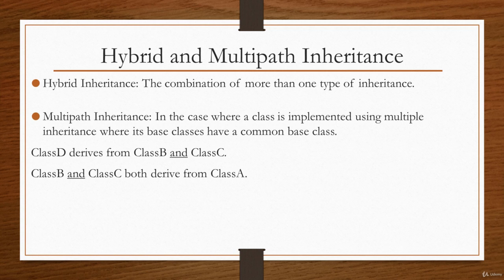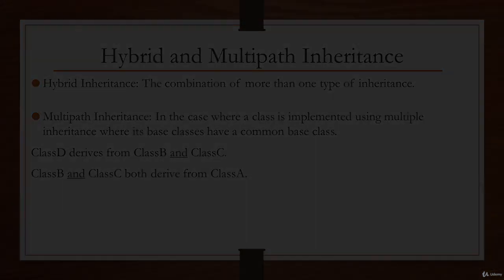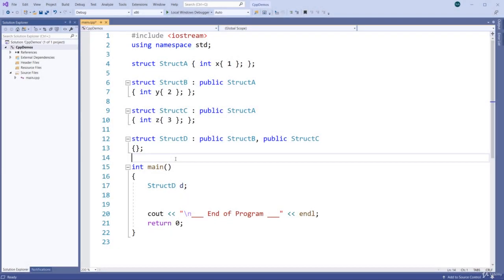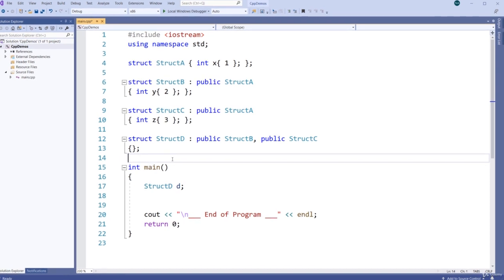A quick example, let's say class D derives from class B and class C. Right, we have multiple inheritance, but the catch is that class B and class C both derive from class A. That would be an example of multipath inheritance. Of course, from this you can see that multipath inheritance is a type of hybrid inheritance. You have an example of a hybrid or multipath inheritance.